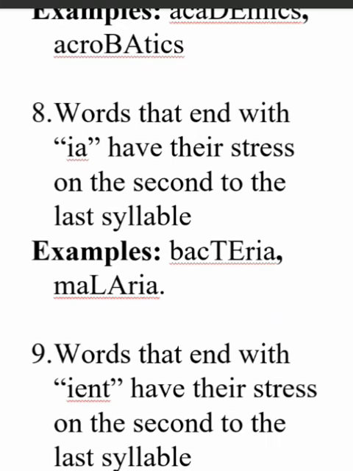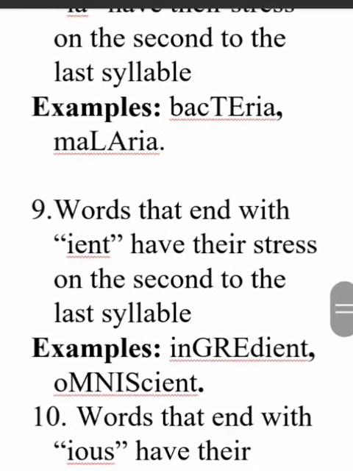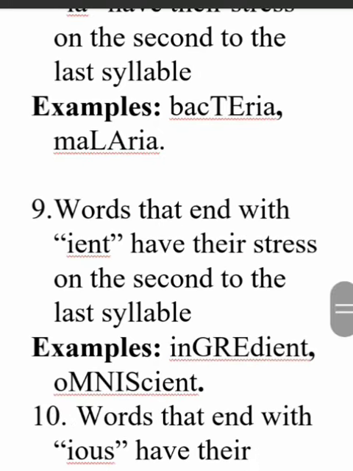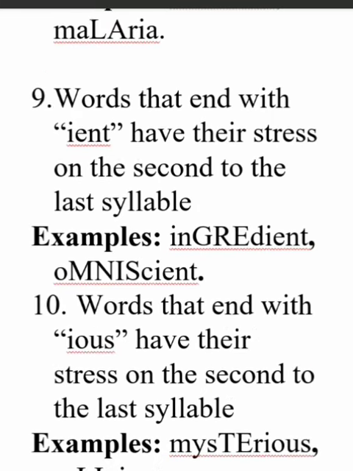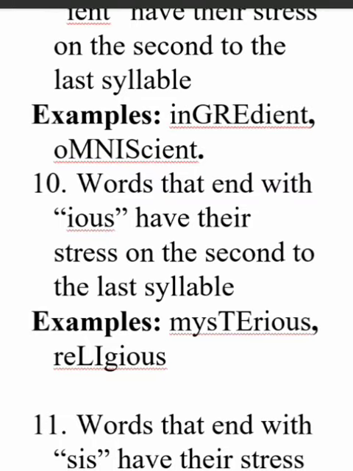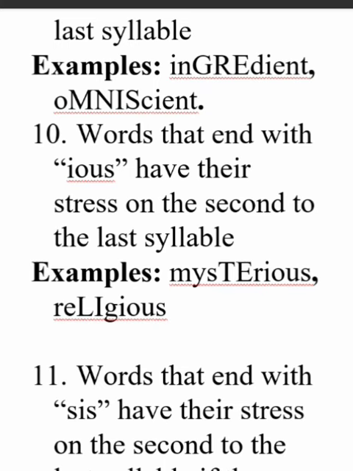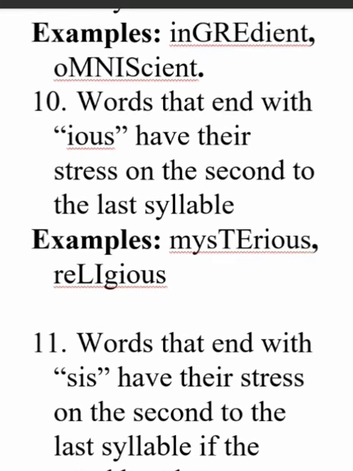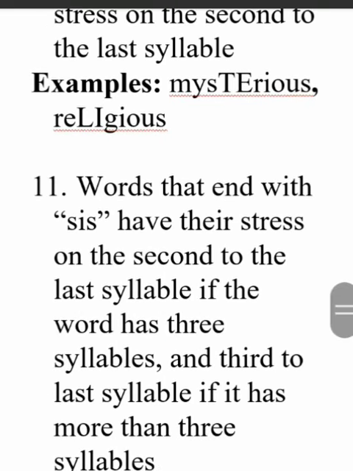8. Words that end with ia have their stress on the second to the last syllable. Examples: bacteria, malaria. 9. Words that end with iant have their stress on the second to the last syllable. Examples: ingredient, omniscient. 10. Words that end with ius have their stress on the second to the last syllable. Examples: mysterious, religious.